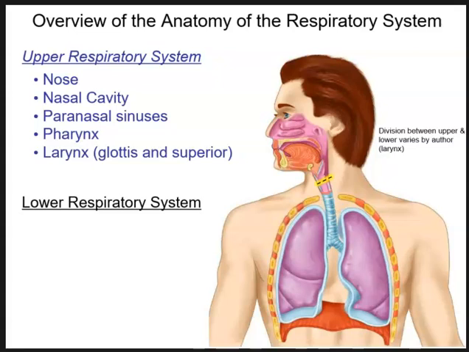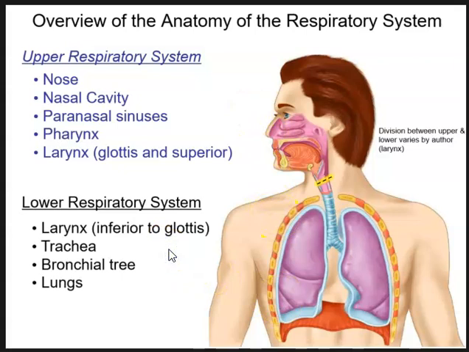So these are the structures of the upper respiratory system. It includes the nose, the nasal cavity, the paranasal sinuses, the pharynx, as well as part of the larynx. So this includes the glottis, again being that opening made up of the rima glottidis, as well as the true vocal cords or vocal folds. So the superior or upper portion of the larynx is included in the upper respiratory system.